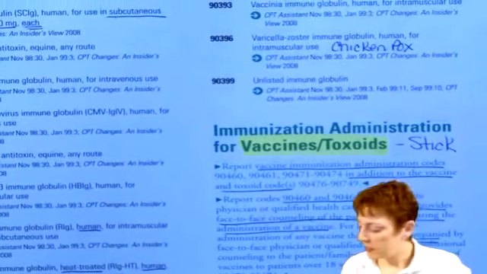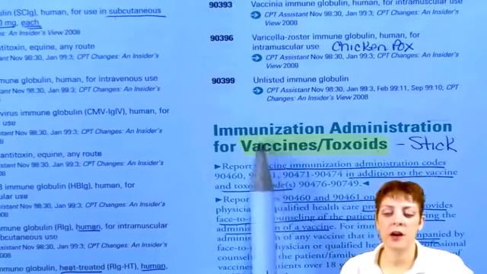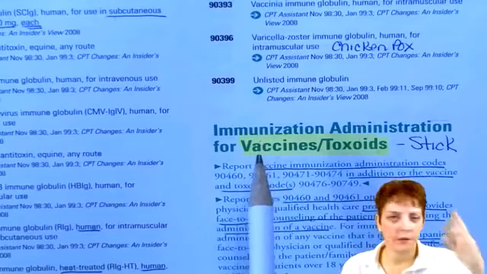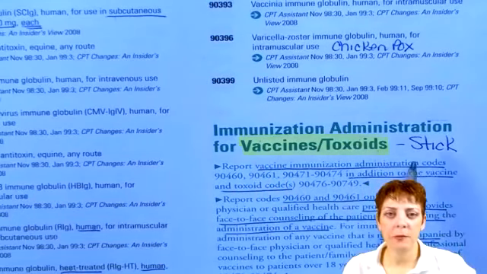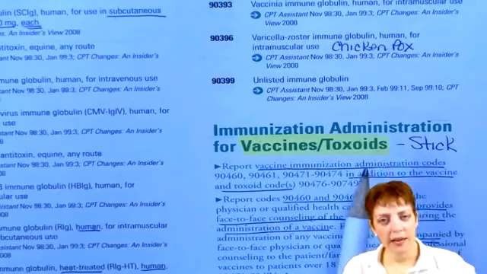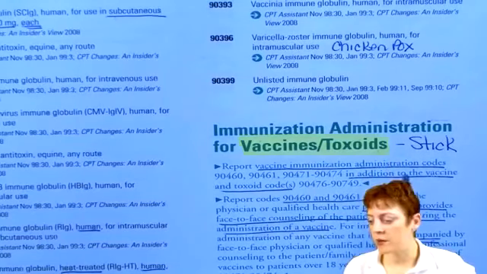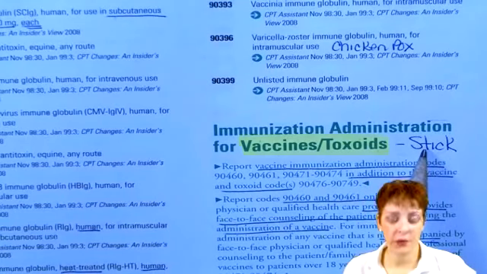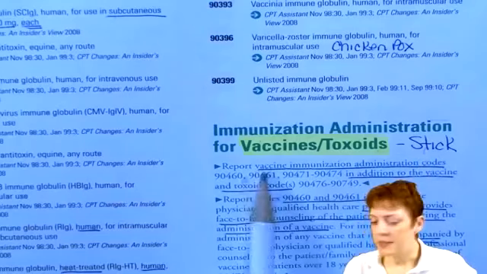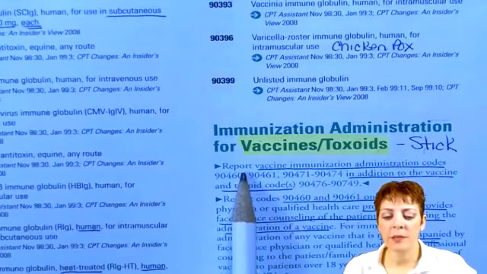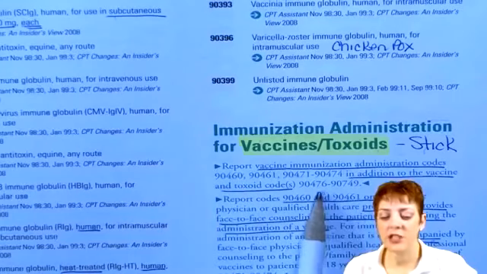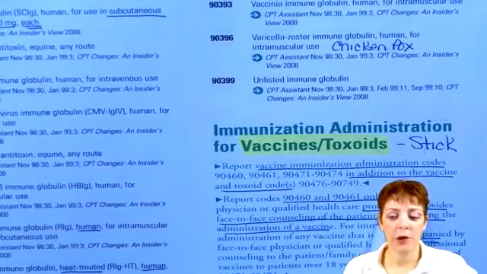Okay, so this is where the guidelines start. For me, when I was first learning how to code, I needed to do funny little word games. So stick and stuff made me remember administration and the product, the vaccine or the immune globulin if you're talking about that. So you have to make sure you're using the right stick code with the right stuff code. Here it's telling us to report vaccine immunization administration codes with this range, which is coming next, in addition to the vaccine, i.e. product codes.